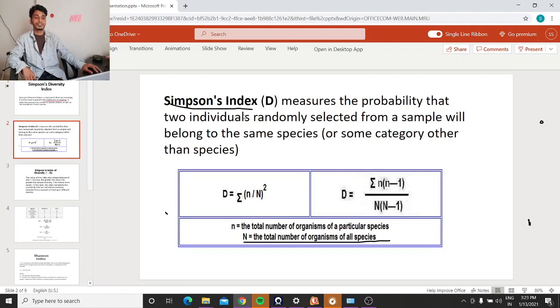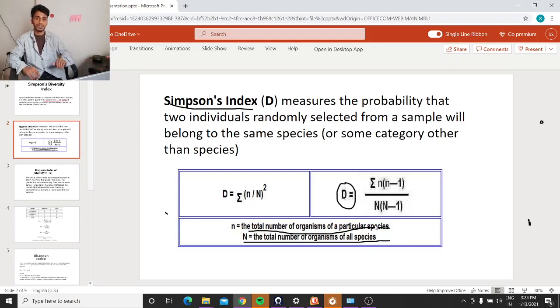So Simpson's index measures the probability that two individuals randomly selected from a sample will belong to the same species. As I said, it is denoted by capital D. Capital D is equal to summation of small n into n minus 1 divided by capital N into N minus 1. Here small n is the total number of organisms of a particular species and capital N is the total number of organisms of all species.